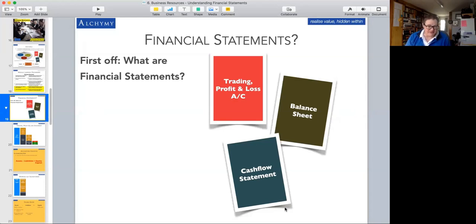These are the three big pieces. The trading profit and loss account really tells us whether or not we made a profit. The balance sheet tells us how we are currently stacked up in terms of assets versus liabilities. And the cash flow statement shows us where cash flows in the business. That's really important, as we said yesterday, because we looked at the cash circulation system, where money flows, like the blood system.